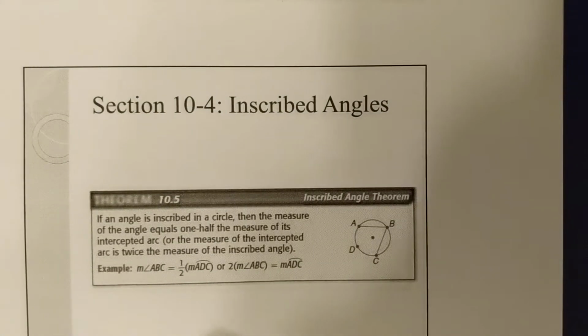So here we have theorem 10.5. If an angle is inscribed in a circle, then the measure of the angle is 1/2 the measure of its arc. Or the reverse, the measure of the arc is twice the measure of the angle. So you have these two equations. The angle is equal to 1/2 the arc's value, or twice the angle is equal to the arc. Depending on which one you have, you can always find the other one. So the angle is always the smaller of the two.